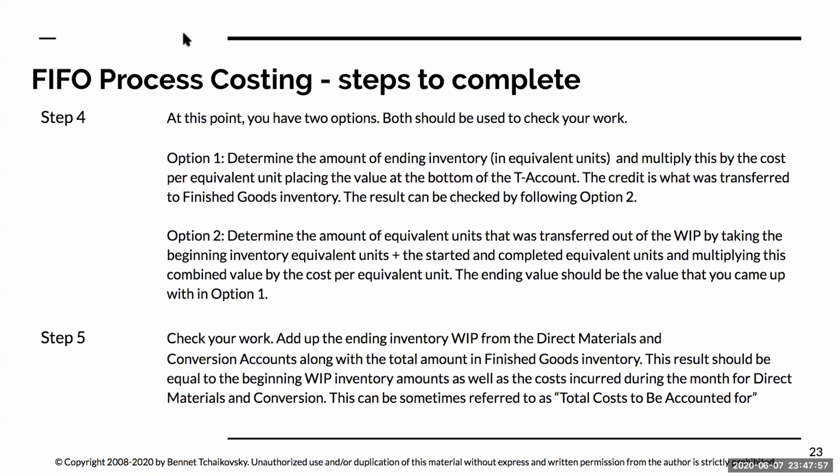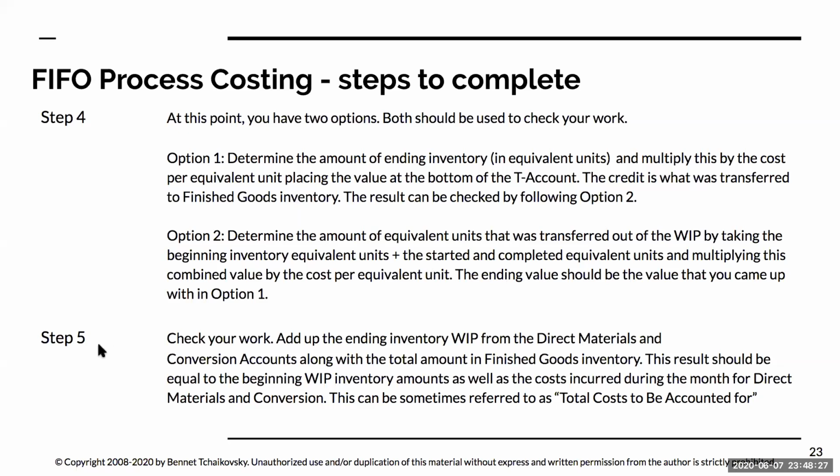Then for step 4, I've got 2 options, and again, this is the same as under weighted average. I can compute the value of the ending inventory and then say that the difference between the cost during the month and the ending inventory is what I sent to finished goods. Or I can start with what I sent for equivalent units for beginning inventory and then started and completed, and see what I sent that way.